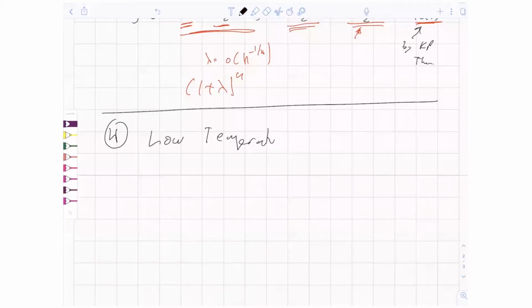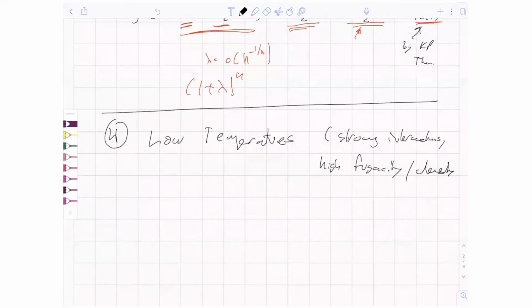So low temperature, I want you to think of this as strong interactions. And I'll use the words low temperature to mean high fugacity. So if you're talking about the hardcore model, high fugacity or high density, I'll call that low temperature, even though there's no temperature, but I really mean strong interactions. So we're trying to understand some statistical physics spin model when the interactions are strong.